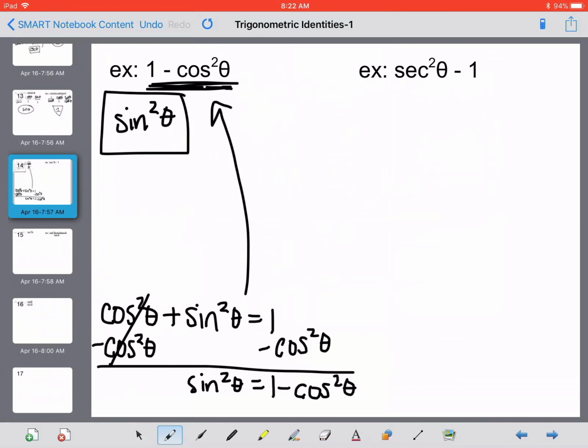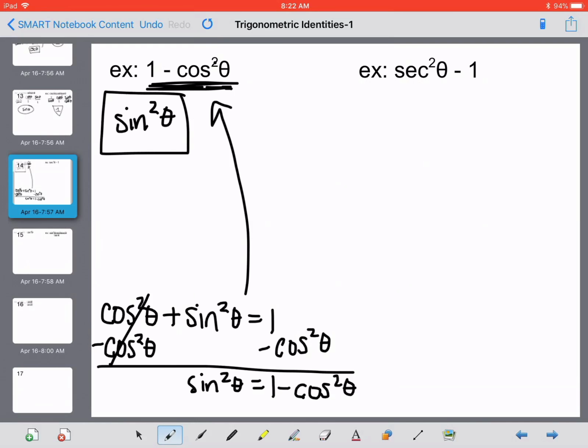Okay, now I know it's weird to see the squared right next to the sine, and just treat it like an x squared, okay? It means the same exact thing. It's sine times sine, or x times x, right, is x squared. So sine times sine is sine squared.